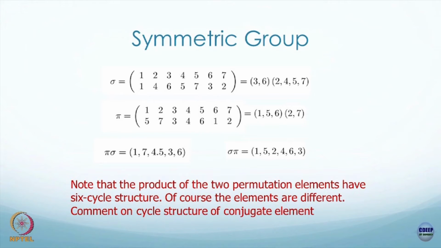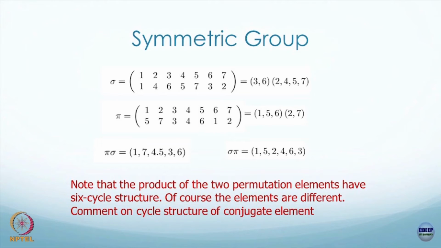Now, the next thing is do multiplication. Pi I anyway gave you. Let us multiply pi with sigma. What will be the cycle structure of pi with sigma? Okay. That is one question you can ask. Explicitly do it, please do this and verify. You will see that you get a cycle structure with 6 elements.